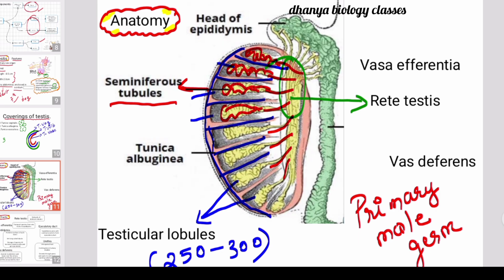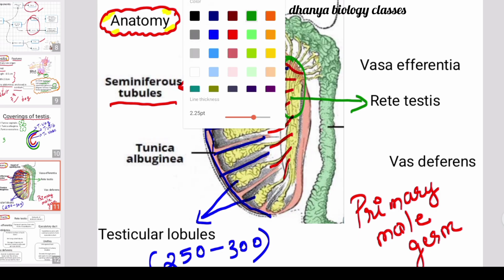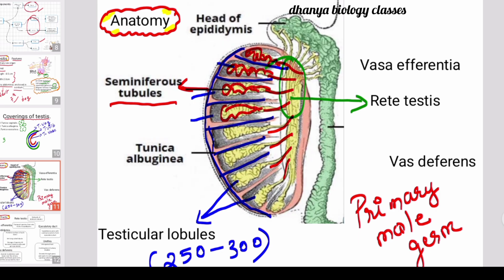And from the rete testis, another duct arises, called the vasa efferentia. So this is the rete testis, and from the rete testis another duct arises. They are called what? Vasa efferentia. Okay, so these are the vasa efferentia, which are about 15 to 20 in number.